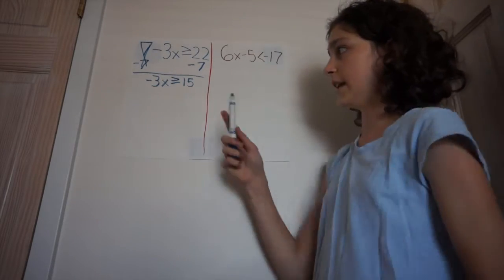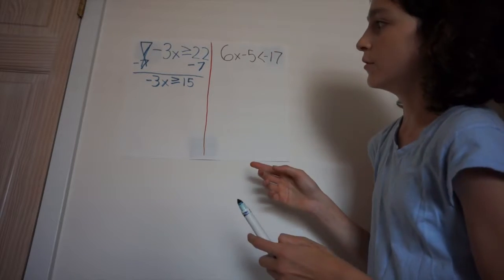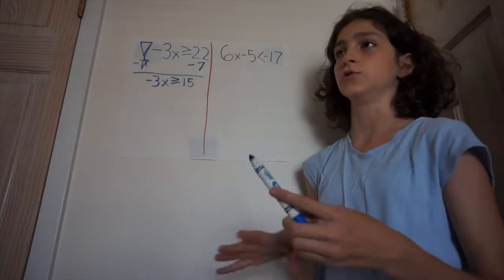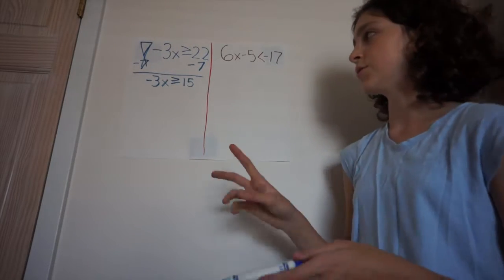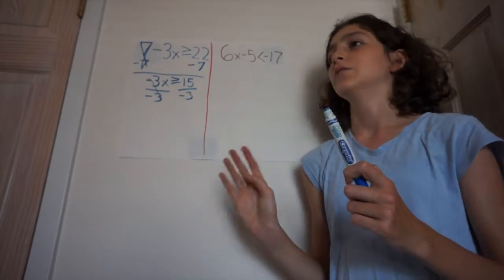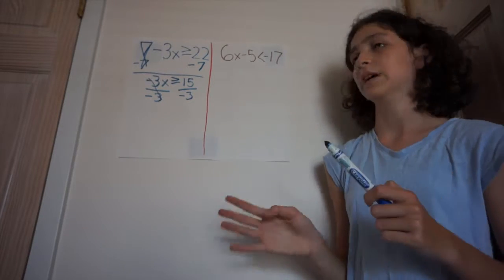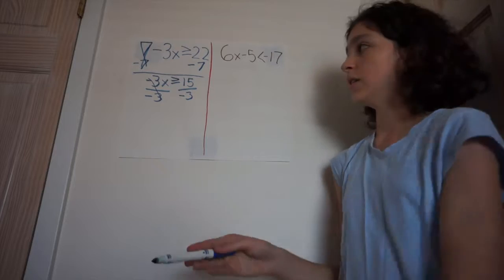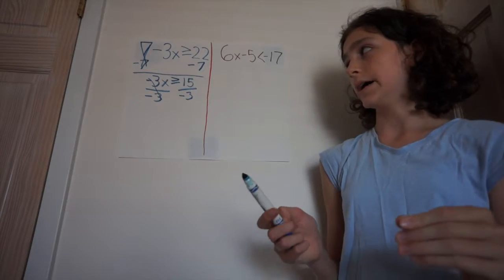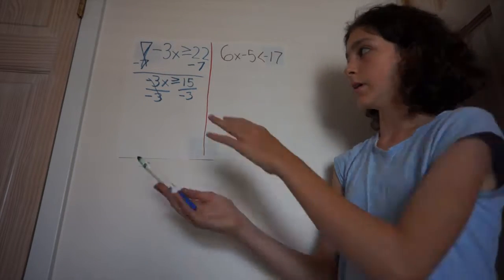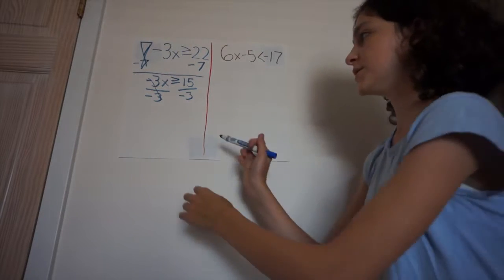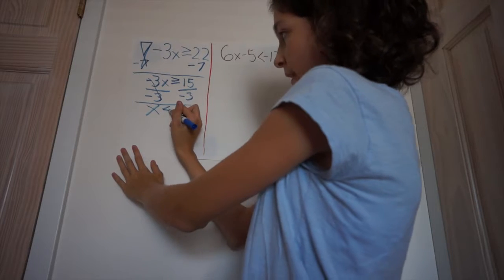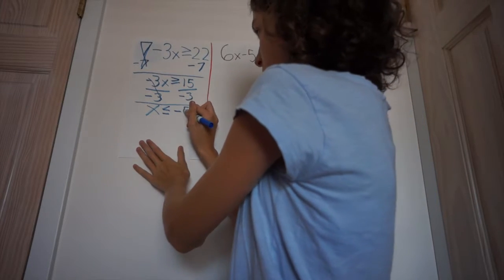Now you're trying to get rid of negative 3. Because it's being multiplied by x, you wouldn't just subtract it, you would divide. So the answer would be negative 5: x is greater than or equal to negative 5. But when you multiply or divide by a negative number, the sign switches. So instead it would be x is less than or equal to negative 5.